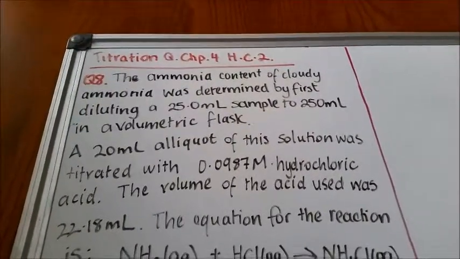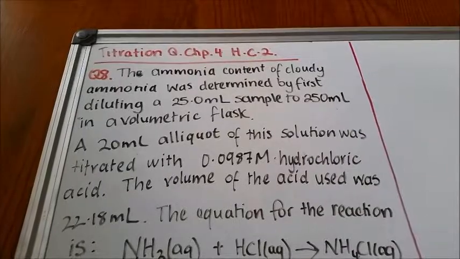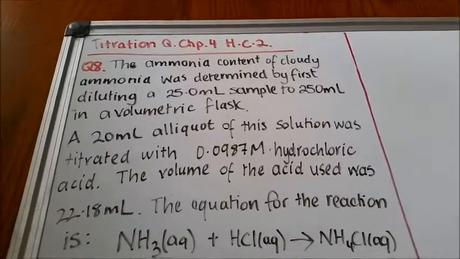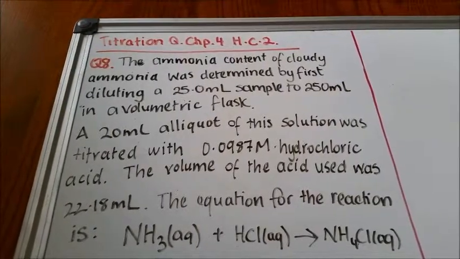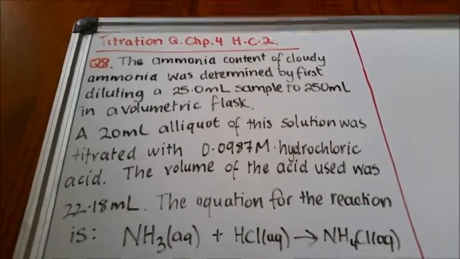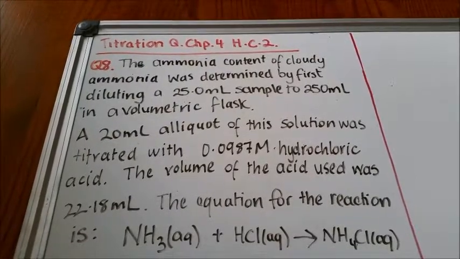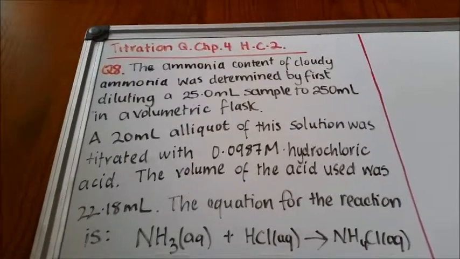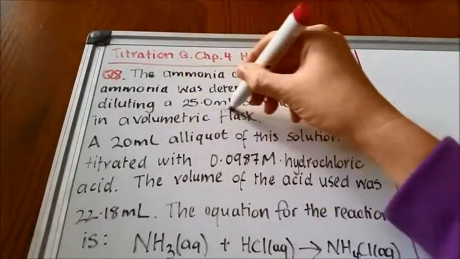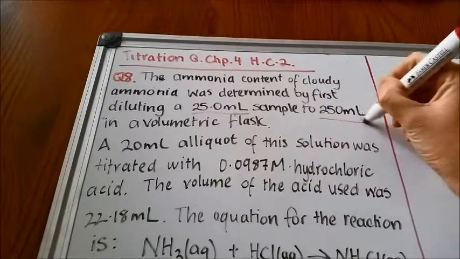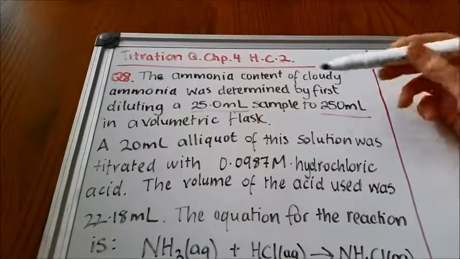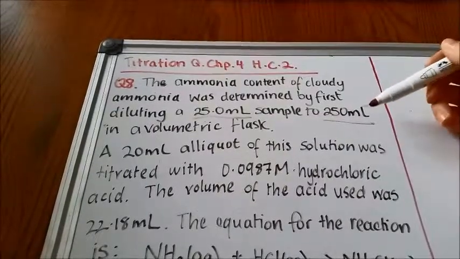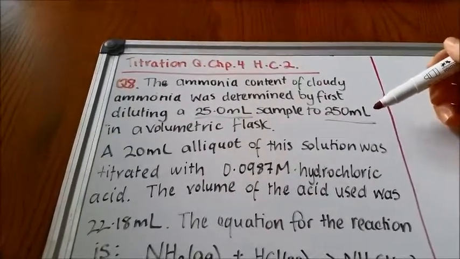So what we've got here is a titration question straight from Heinemann Chemistry 2, which pretty much demonstrates the kinds of things that can be asked of just a straight titration type question. So this is question 8, and it says the ammonia content of cloudy ammonia was determined first by diluting a 25 ml sample to 250 ml. So already we can see here that we're dealing with some sort of dilution. We're going to worry about this at the very end of the question.